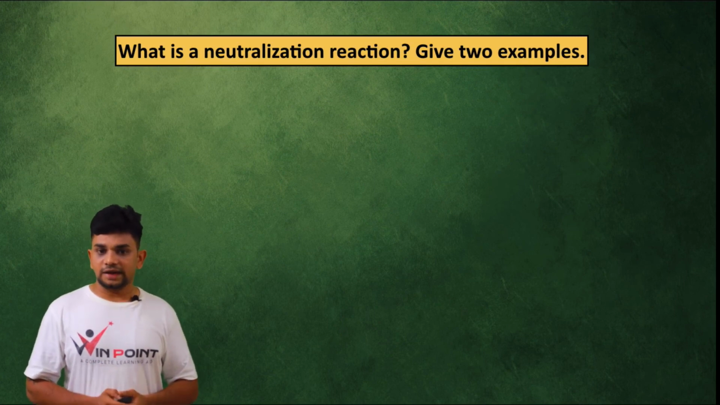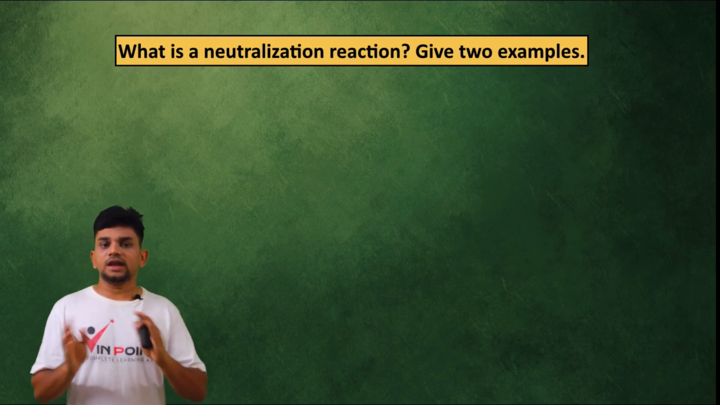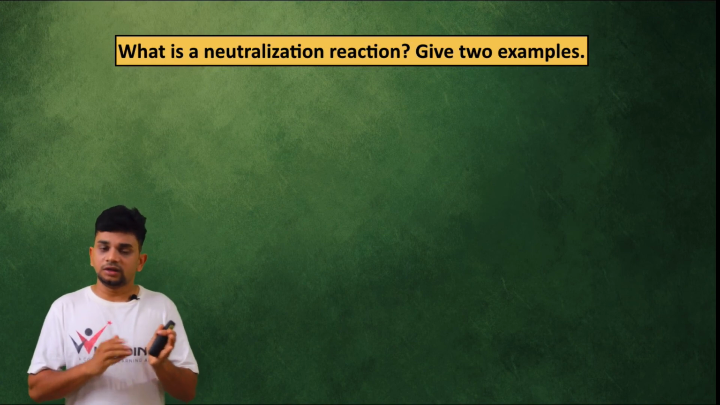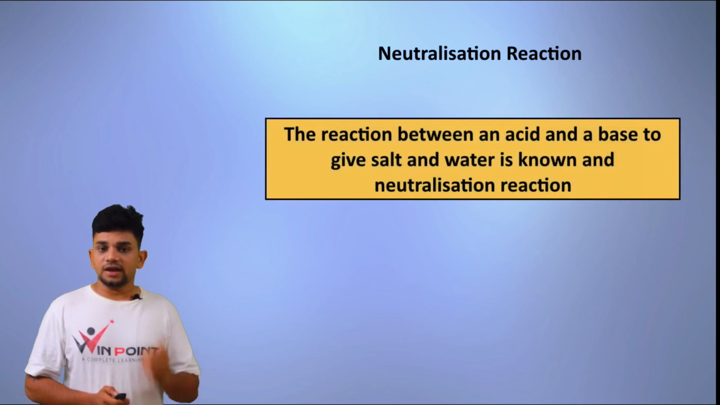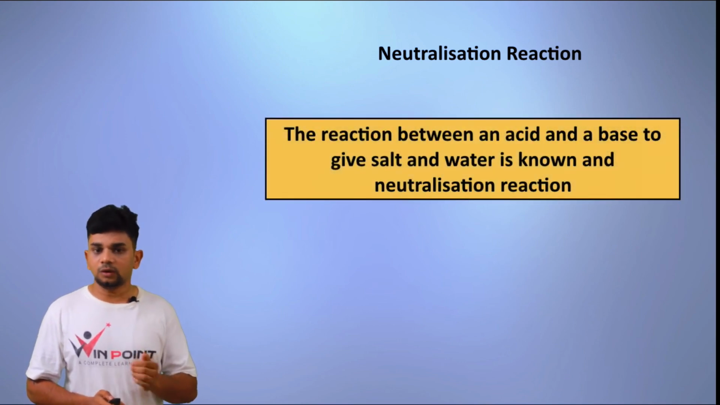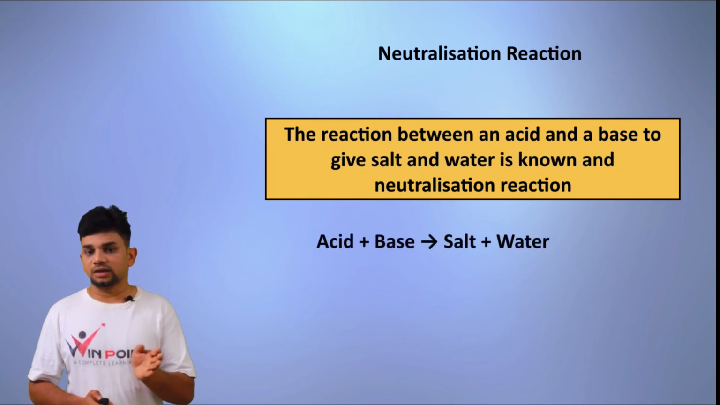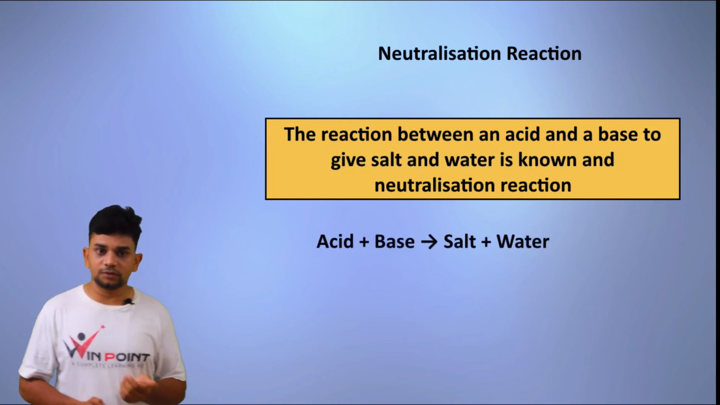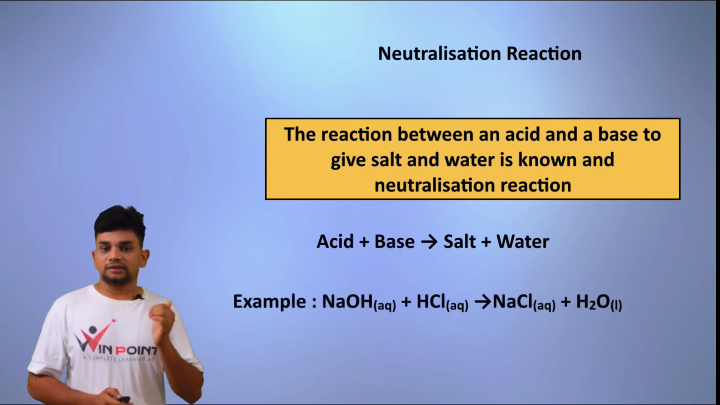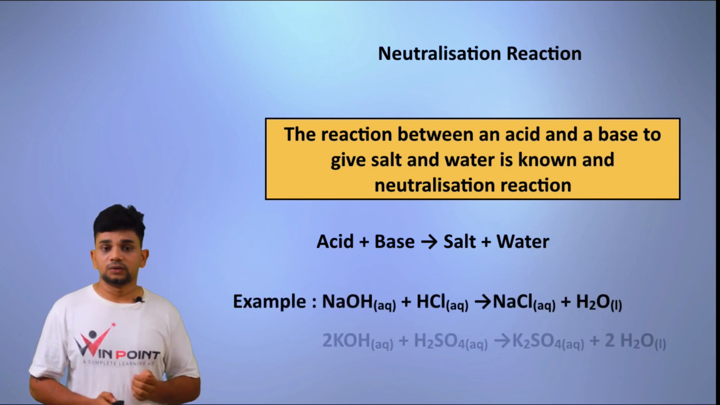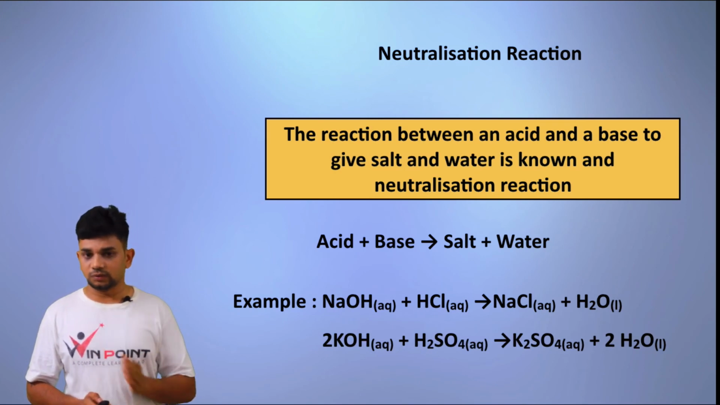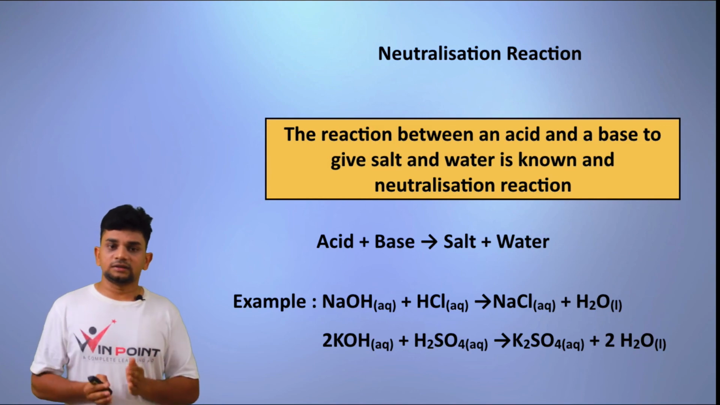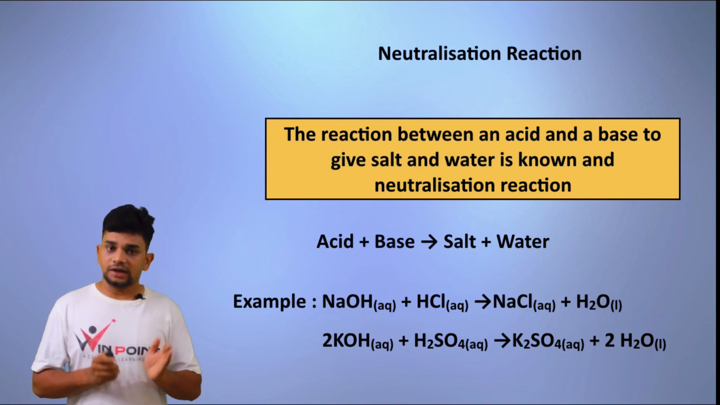What is neutralization reaction? Give two examples. If there is a reaction between acid and base, it is known as neutralization reaction. The reaction between an acid and base to give salt and water is known as neutralization reaction. Acid plus base gives salt and water. It is a general equation. Examples: NaOH plus HCl gives NaCl plus H2O. 2KOH plus H2SO4 gives K2SO4 plus 2H2O. In these two reactions, acid is combined with base to form salt and water.